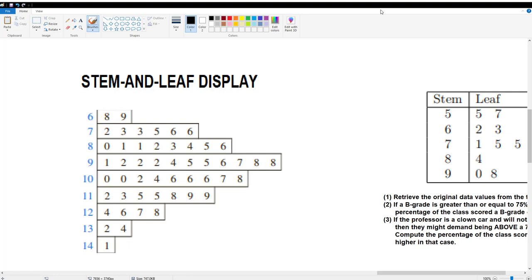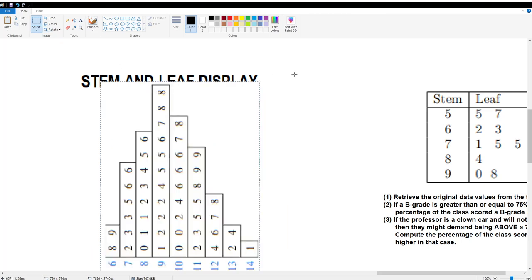So here's a stem and leaf display of some data values. Notice I put some rectangles around these. Why? Simple. If I take this stem and leaf display and I rotate it to the left, that might look familiar because it's a histogram. A stem and leaf display is literally just a rotated histogram. That's it. There really is nothing else to it.